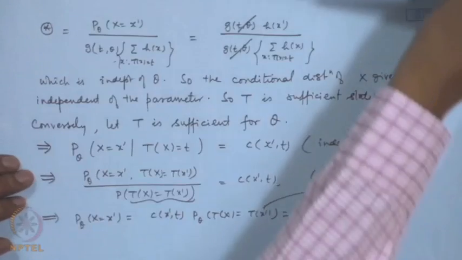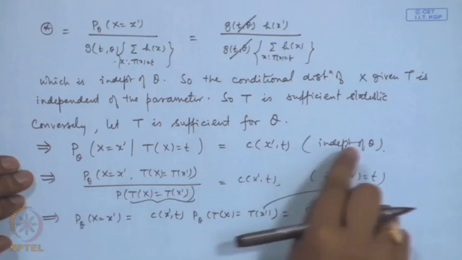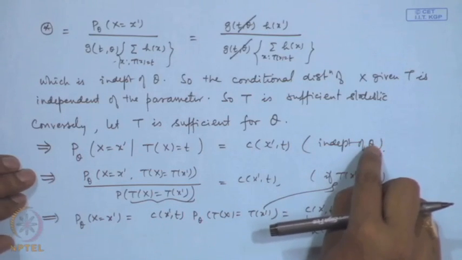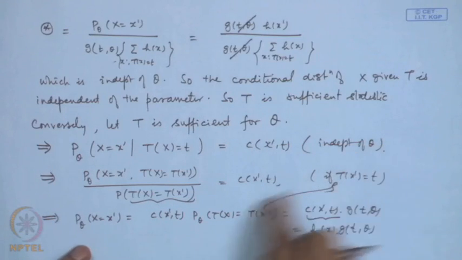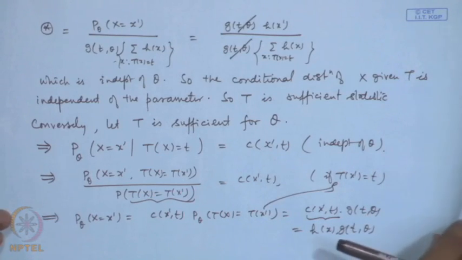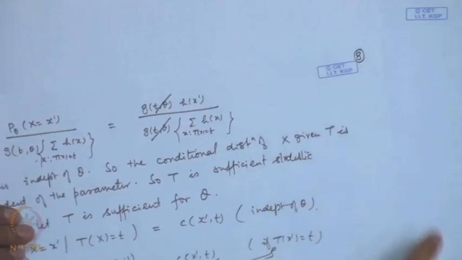Let us look at the converse part. In the converse part, we are saying that this is free from theta. So, theta will become a vector here and it will not make any difference. And here we will write it as a function of t and theta, where theta is a vector parameter. So, this result holds even if theta is a vector parameter.